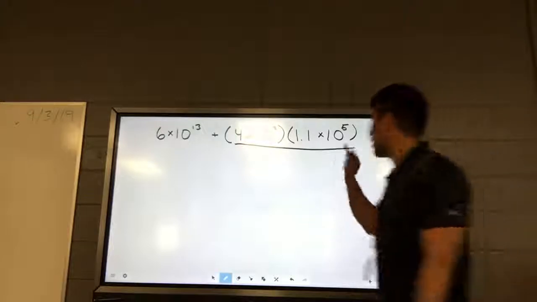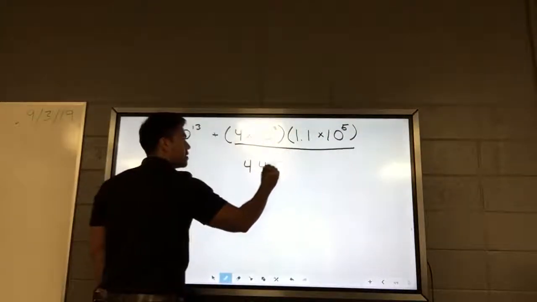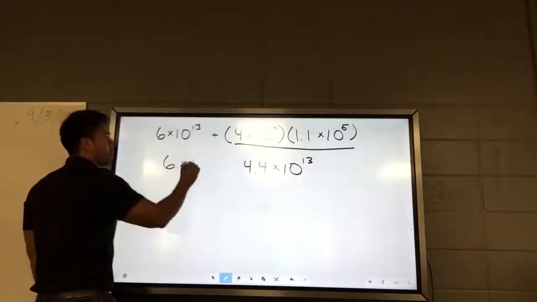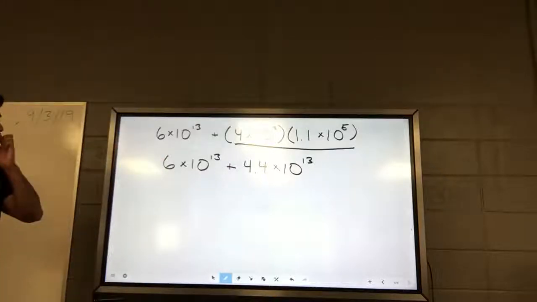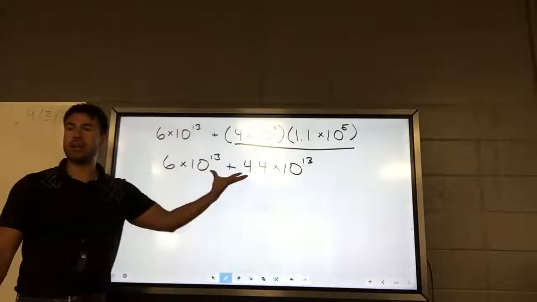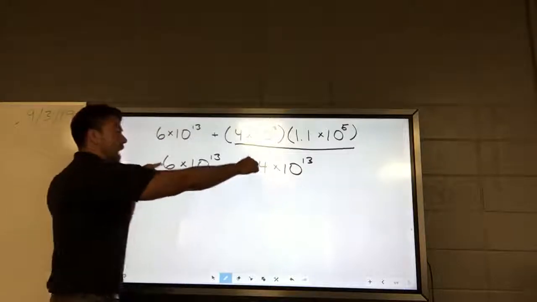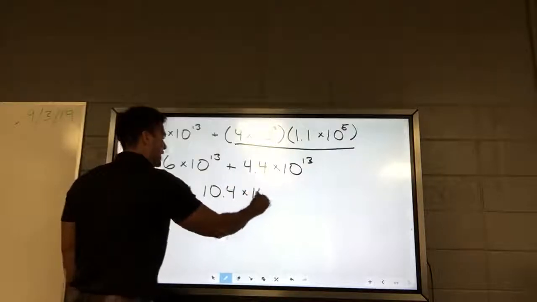So did anyone get this right here? 4.4 times 10 to the 13th. All right, you guys okay with that? All right, here's what I have. So I just multiplied it. Can I add these up the way they are? Yes, because I have the same power of 13. So all I have to do is add these two together, and then keep the same.